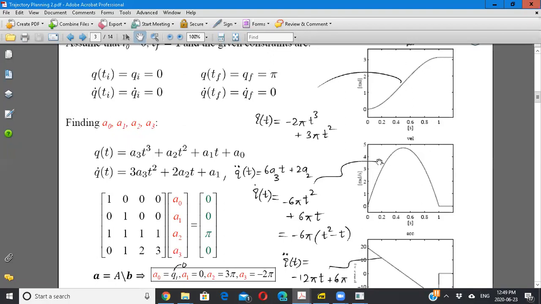How about the velocity plot? Because we said trajectory is not only about positions, it's also about finding velocities and accelerations. For the velocity plot, you have found the values of the coefficients. You just plug them in here. A3 is -2 pi, so this will be -6 pi t squared. And A2 is 3 pi, so this will be 6 pi t. And this is the plot of this.